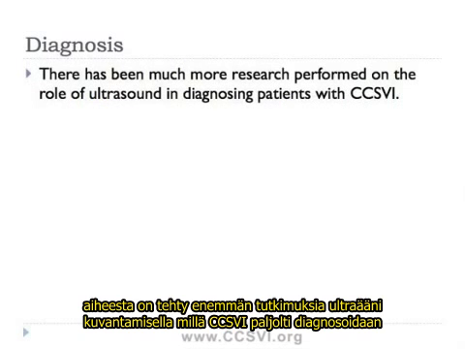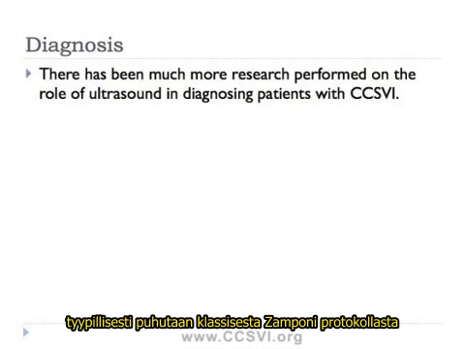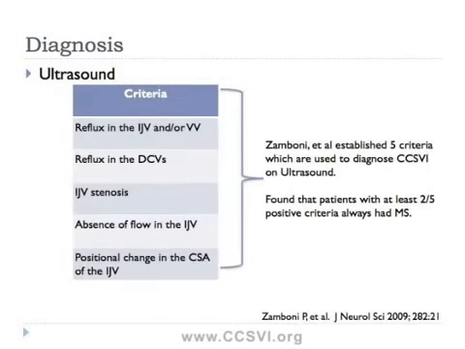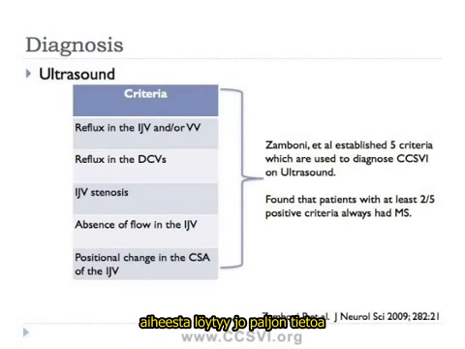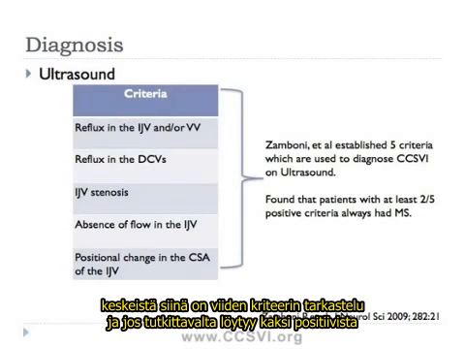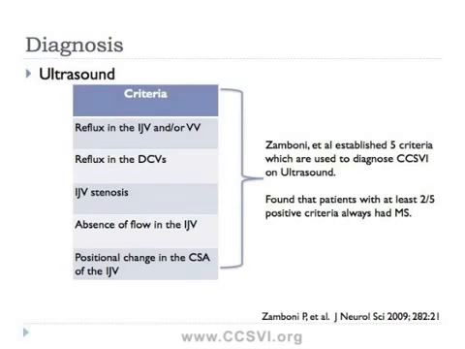There's probably been a little more research performed on the role of ultrasound in diagnosing patients with CCSVI. We typically are talking about the classic Zamboni protocol, which looks at 5 different criteria, and I'm not necessarily going to go through them. I know there's a lot of information out there about that, but essentially he looks at 5 different things, and if at least 2 out of 5 are positive, then that patient is deemed to have had a positive exam for CCSVI and they have this condition.